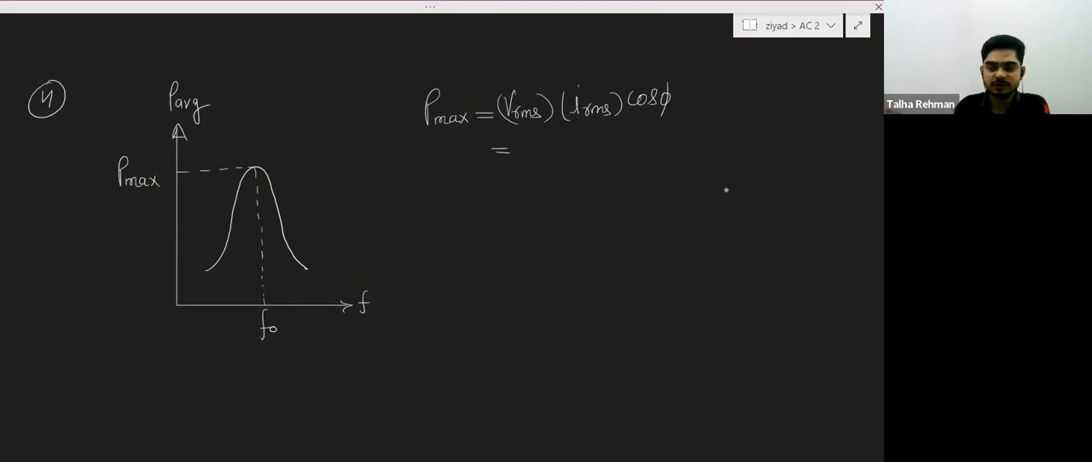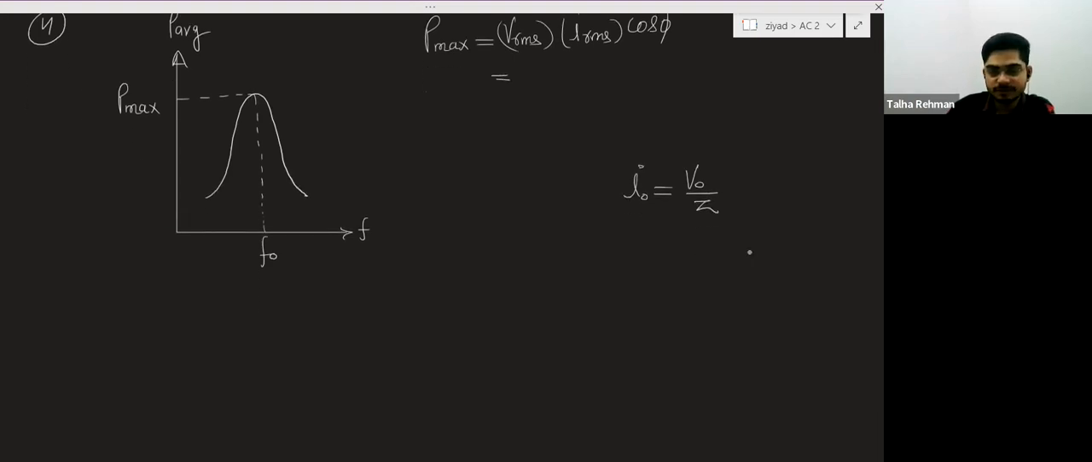VRMS can be written as... we know that the current in the circuit is given by V naught by Z. One relation you should know: V naught is equal to root 2 times VRMS, and I naught is equal to root 2 times IRMS. Now put the value of I naught and V naught here.